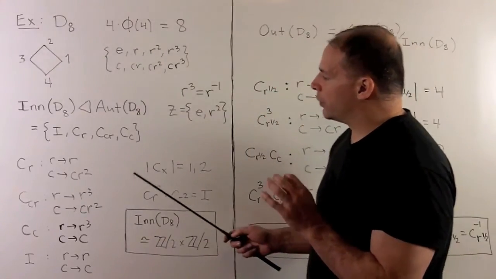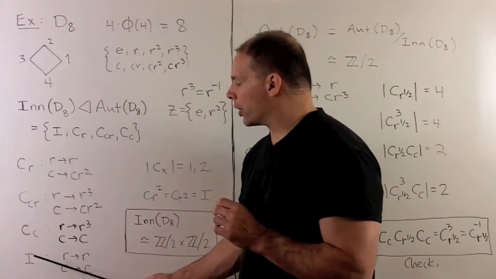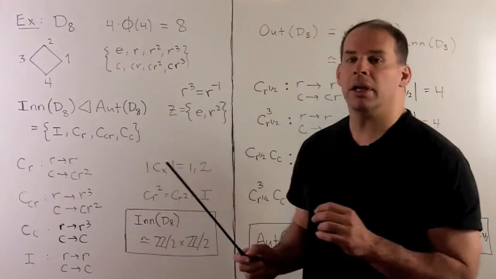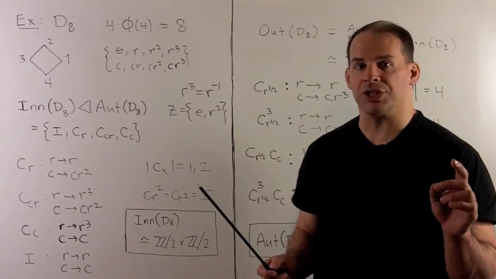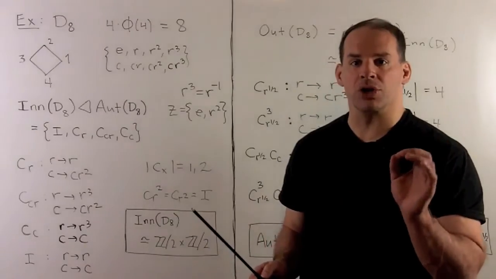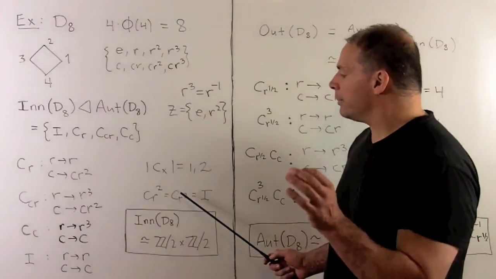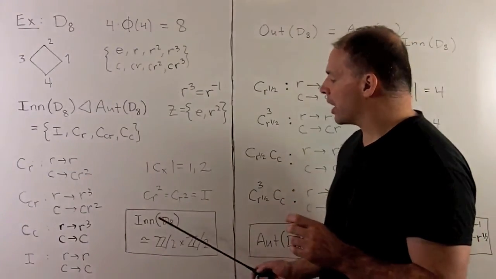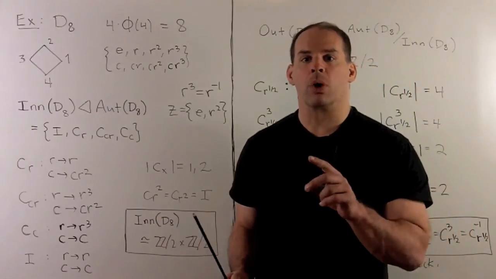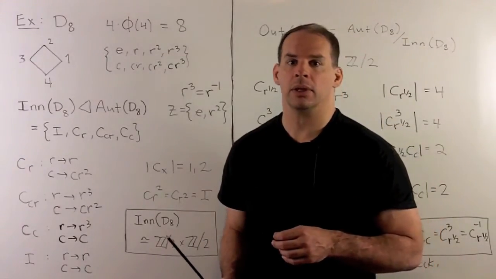Now, if we consider orders of these inner automorphisms, each has order 1 or 2. So that's clear for C sub C and C sub CR, since C and CR are reflections. For C sub R, if I square that, we get C sub R squared. R squared is in the center, so we get the identity. That means Inn of D8 is isomorphic to Z2 cross Z2. So that's the group of order 4, which has every element of order 1 or 2.